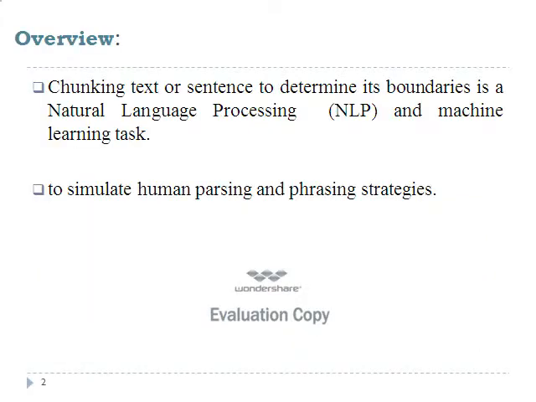Chunking text or sentences to determine boundaries is a natural language processing and machine learning task. We can chunk text via automatic assignment of sentences and subdivide inputs into meaningful chunks. This attempts to simulate human parsing and phrasing strategies, classifying the gaps between words into a finite set of boundary types such as breaks and non-breaks.